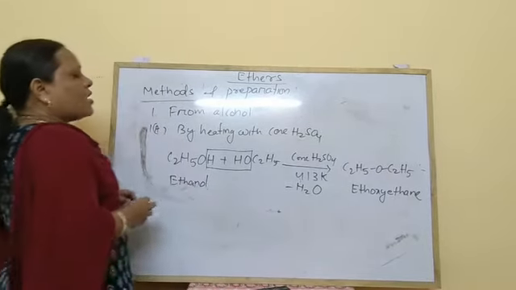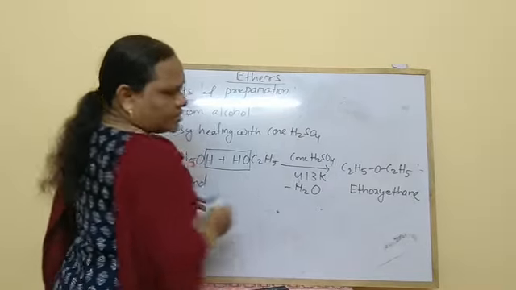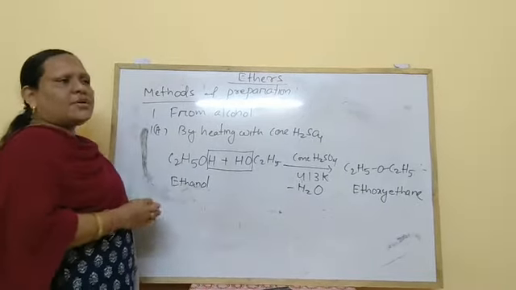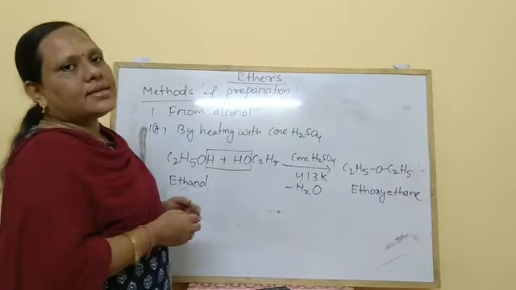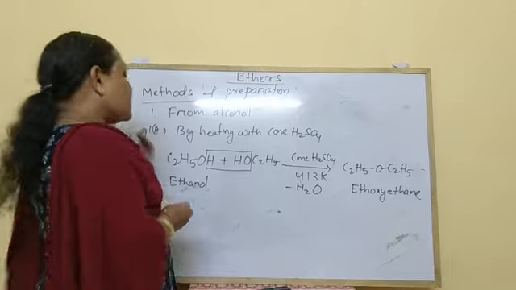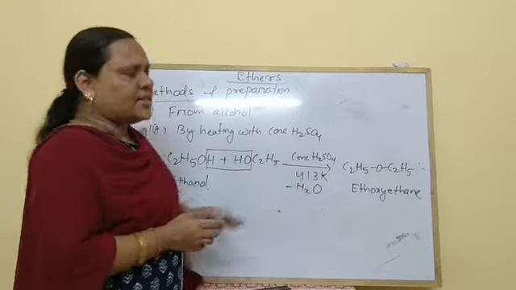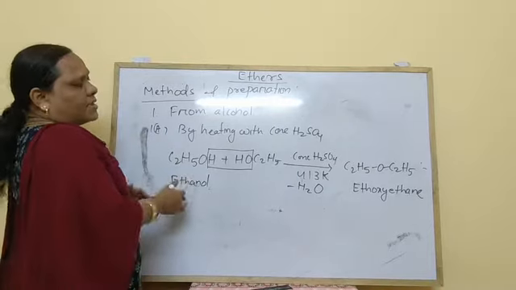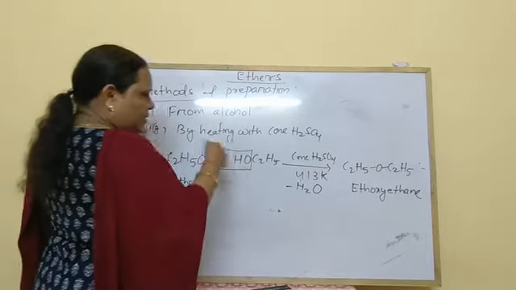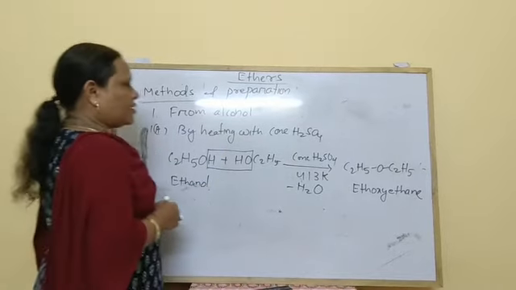Another thing, primary alcohol only gives ether by this method, but if we use secondary alcohol, then it gives a mixture of ether and alkene. If we use tertiary alcohol under this condition, it gives alkene. So in this way, this method is suitable to prepare ether only from primary alcohol.